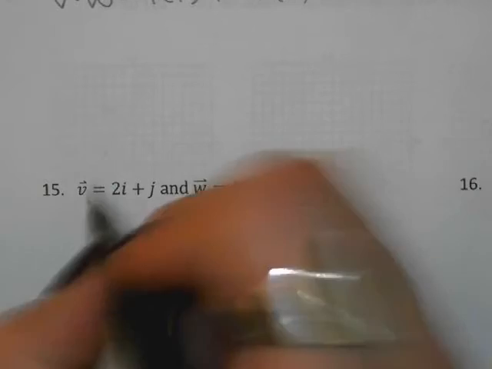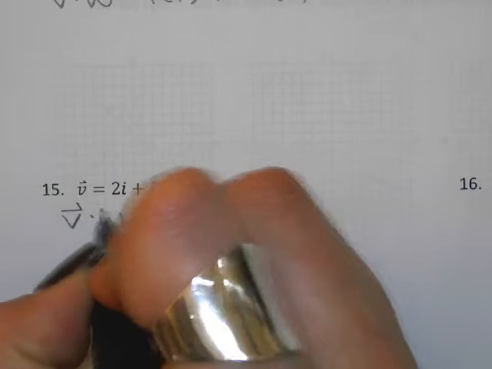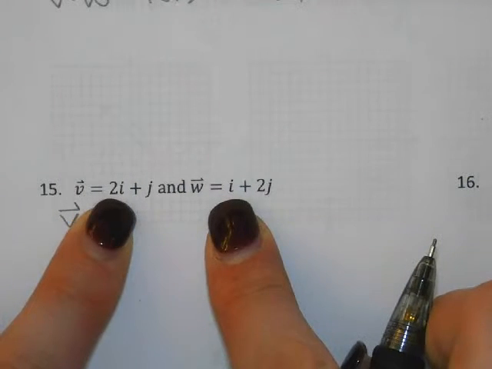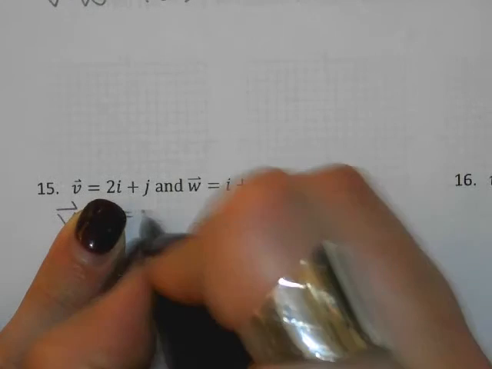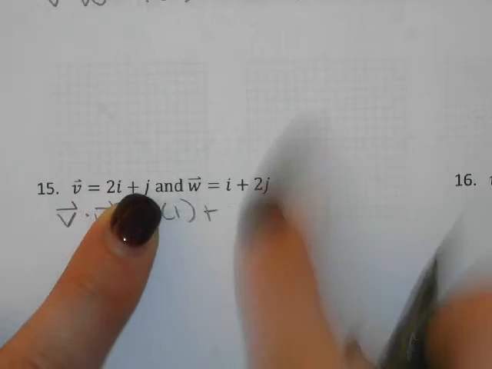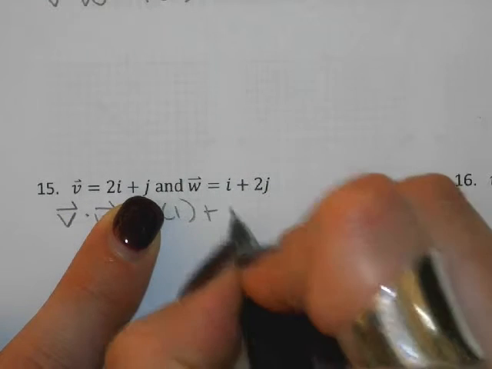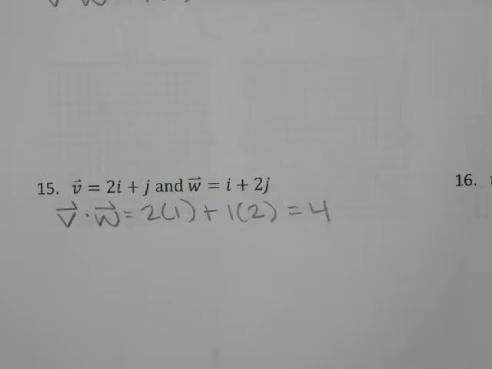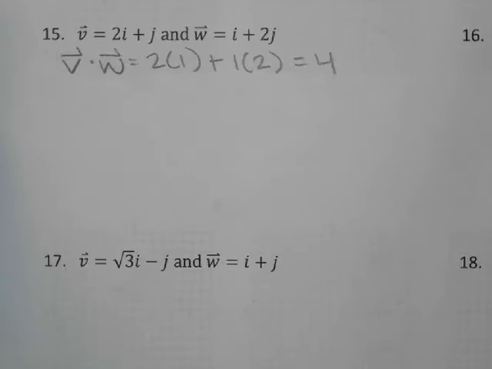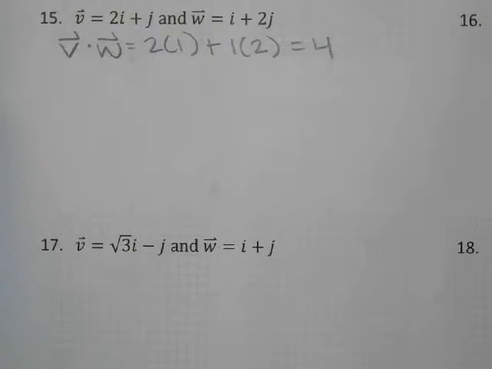All right, what if we try this one? So V dot W is going to be 2 times 1 plus 1 times 2, and so the dot product is 4. So when we work with vectors, we don't ever talk about multiplying vectors. We find the dot product of vectors. And the result is not a vector, it's a single number. Okay? One vector dotted with another vector gives a number.